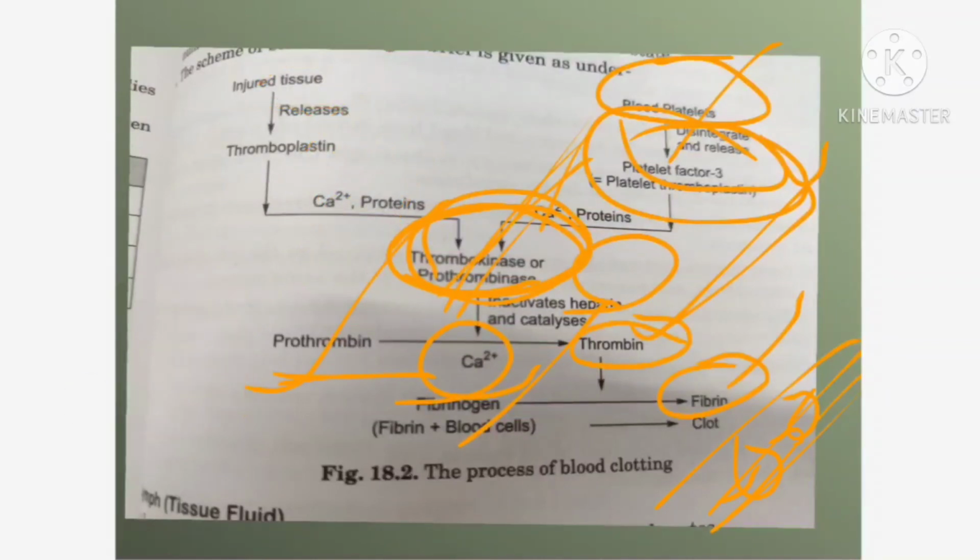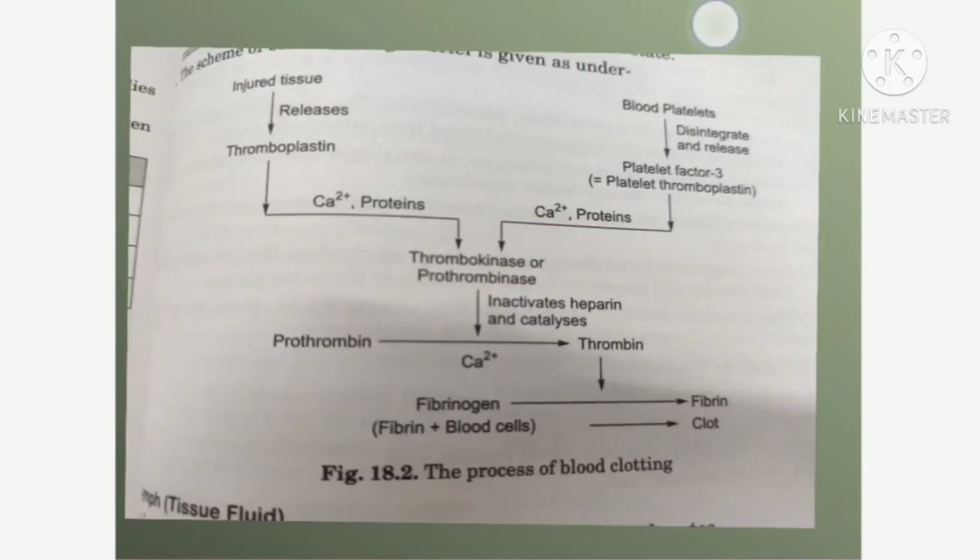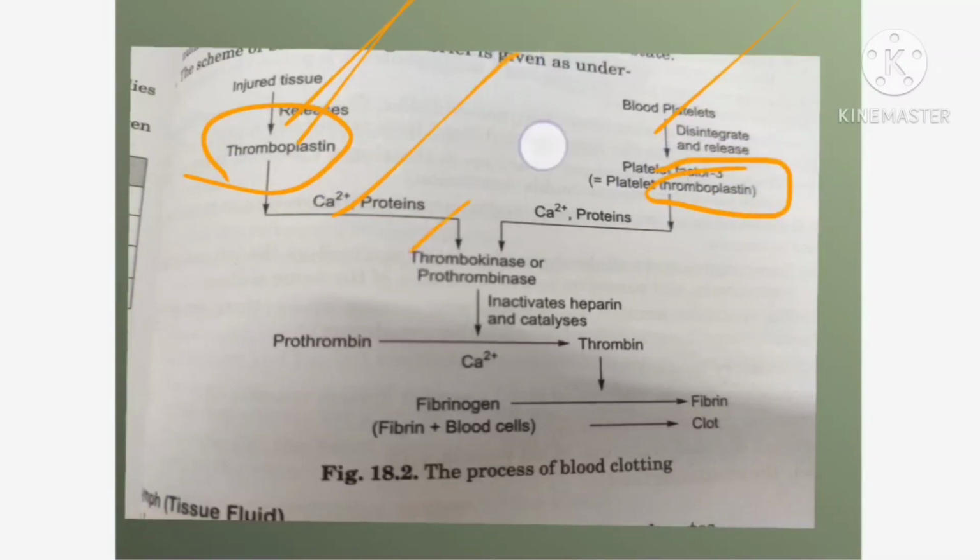I will repeat again, listen carefully. Where there is an injury, platelets and the injured tissue release thromboplastin. This thromboplastin, in the presence of calcium ions and proteins, releases what?